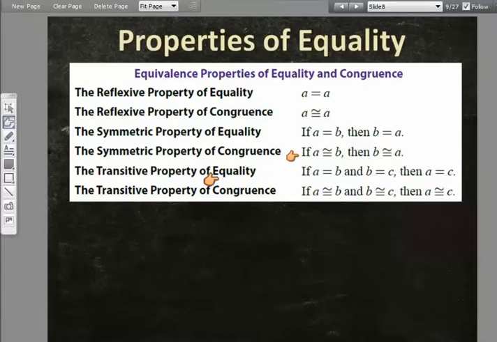We flipped them. Then there's the transitive property of equality. And this one is going to be used quite a bit. It says if A equals B and B equals C, then of course A equals C. See how it's kind of common sense? And it works the same when it's just congruent. If A is congruent to B and B is congruent to C, then A is congruent to C. That's how you're going to see it used a lot in geometry, is the congruence.